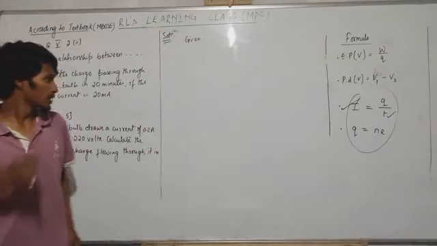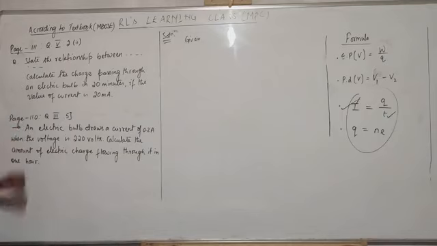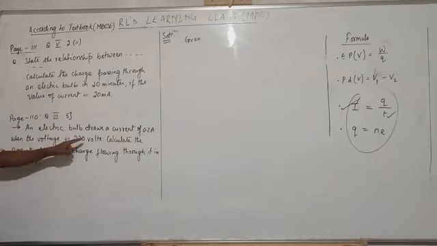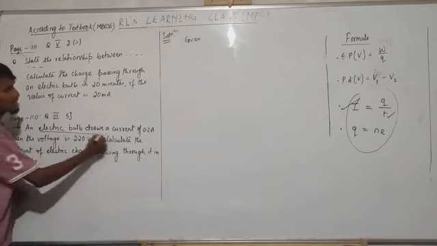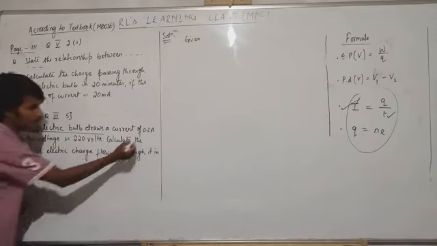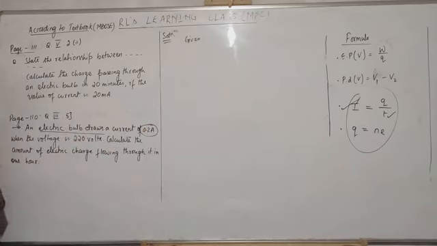Okay, now we will come to the next question on the same page, page number 10, question number 35. That is an electric bulb. Again, in the last problem also we did a bulb problem. An electric bulb draws a current of 0.2 ampere when the voltage is 220 volt. Calculate the amount of electric charge.